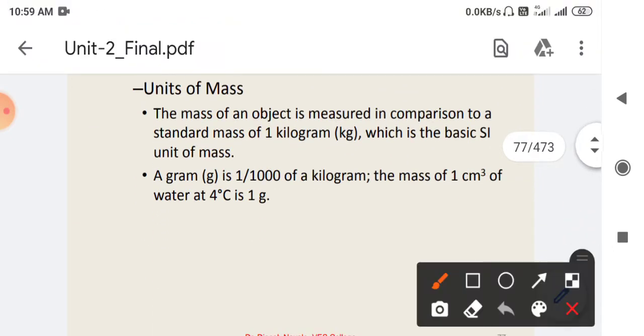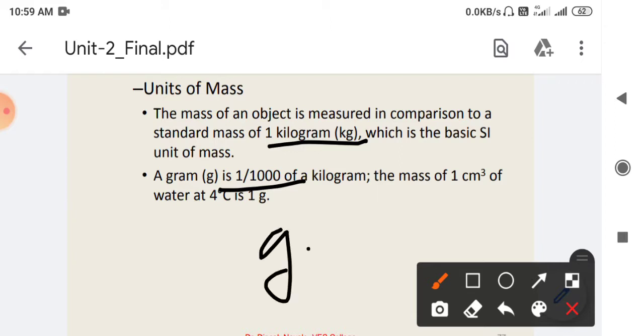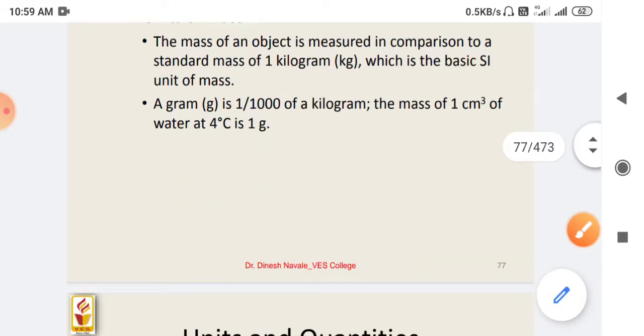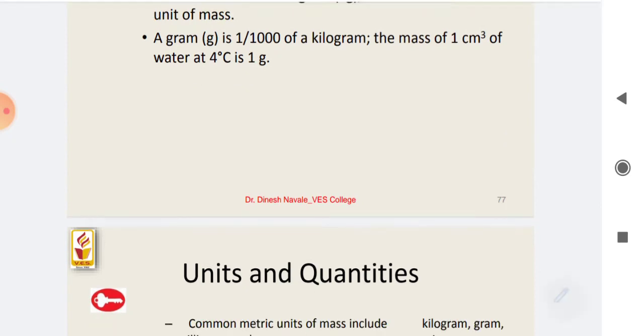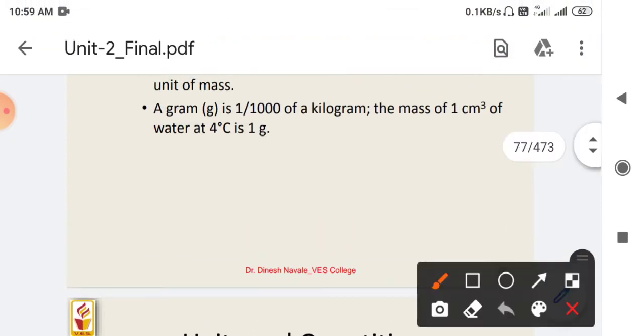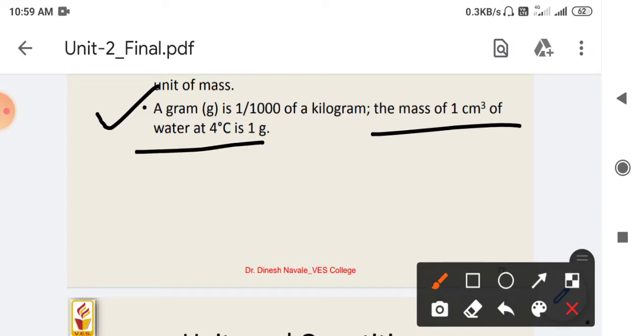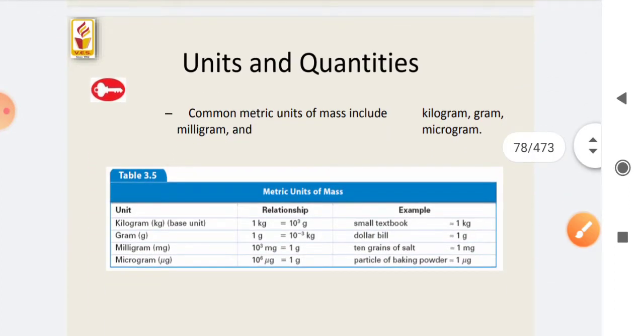Then next is the unit of mass. The SI unit of mass is the kilogram, kg, and if we take the 1000th part of the kilogram, it is the gram. This is the one standard convention that has been used for measuring the mass of all substances. The mass of 1 cubic centimeter of water at 4 degrees centigrade is considered to be 1 gram, and based upon that, the volumes and masses have been developed for the substances.